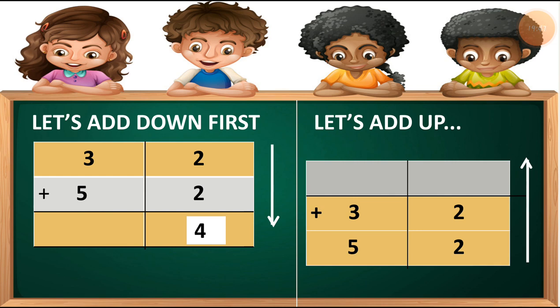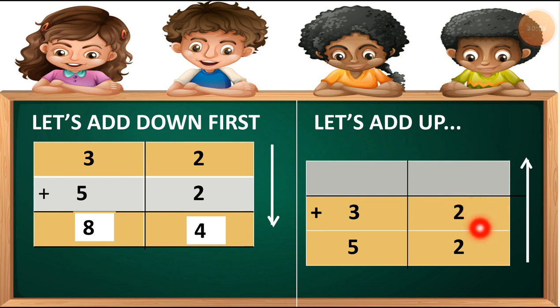Now let's move to the tens column, which is 3 plus 5. So 3 plus 5 is equal to 8. So I write number 8 here. Now the answer is 84. Let's add up and check our answer. It is right or wrong.